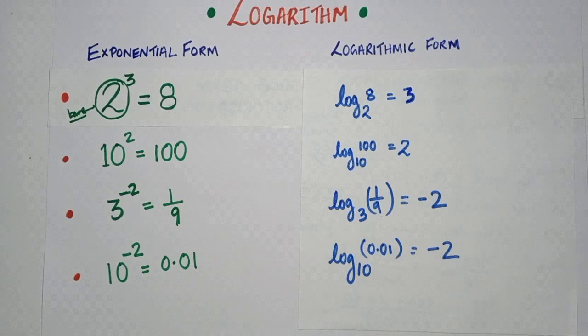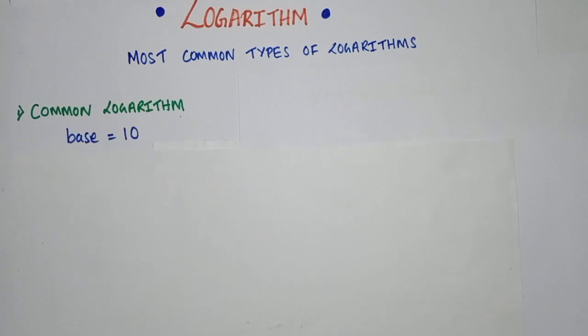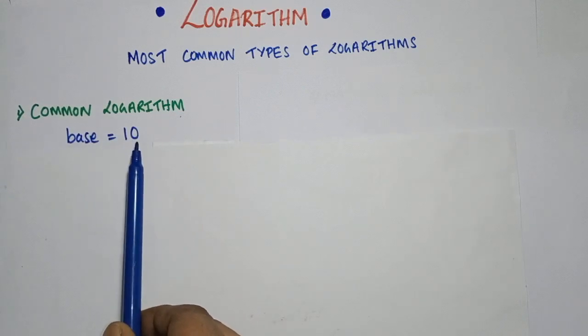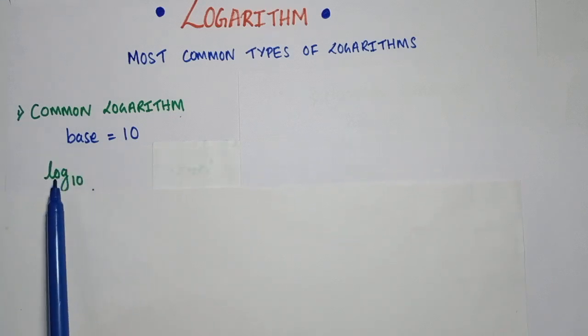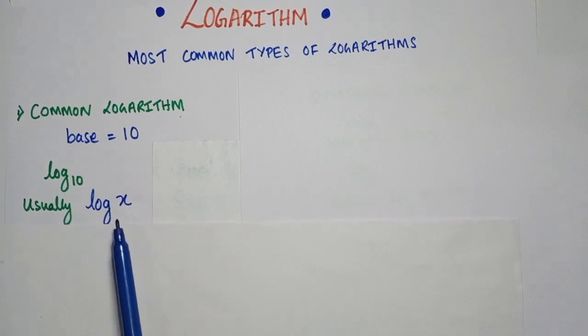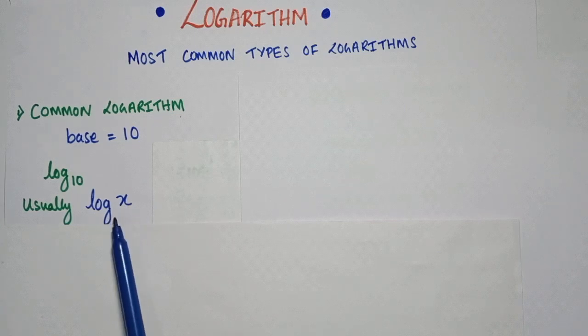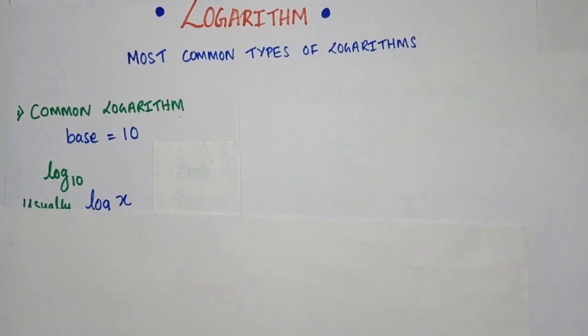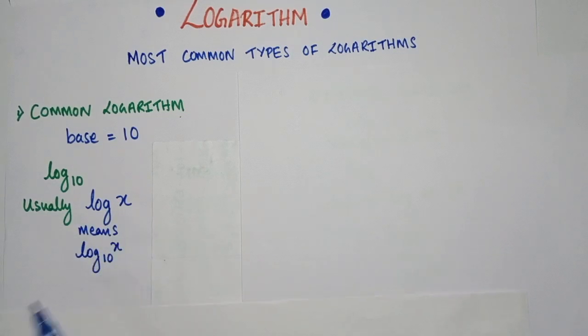Now let's see different types of logarithm. The most common type of logarithm, and in your syllabus only the common logarithm is there. So what is this common logarithm? If the base is 10, then we call it a common logarithm. For example, log 10. Usually what do you write? Log x. If you see log x in your exam, you have to think that the base is 10. So this is your common logarithm. In common logarithm we don't write the base because we have to think that it is 10 only. So it means log base 10 of x.